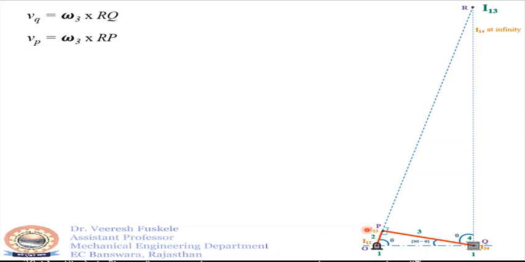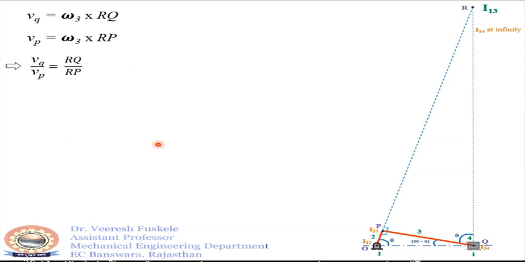Similarly, VP, point P is also on the link 3. So VP will have the same angular velocity as that of link 3, so omega 3, and the distance of point P from its center of rotation of link 3, that is R. Center of rotation of link 3 is R, so distance of P from the center of rotation of the link, that is R, so that is RP. So taking the ratio, VQ upon VP will be equal to RQ upon RP.